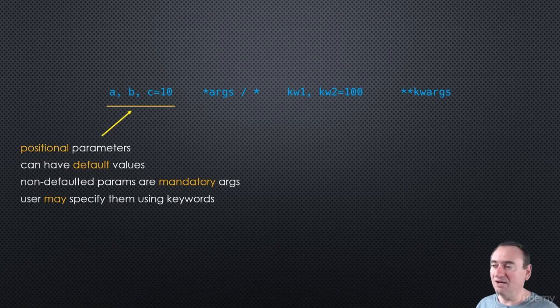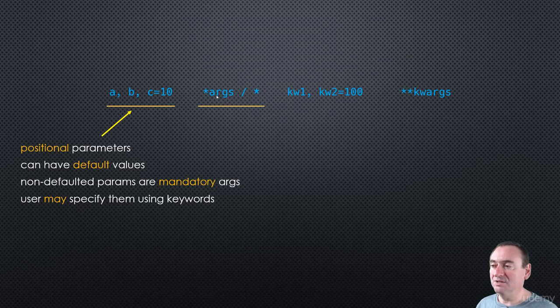So users may specify these arguments using a keyword. If they want, they can call our function by saying 1, 2, or they may say A equals 1, B equals 2. So they can specify a keyword argument. Now the keyword has to match the parameter name, and they may or may not use that. It doesn't force them to use it, but they can.